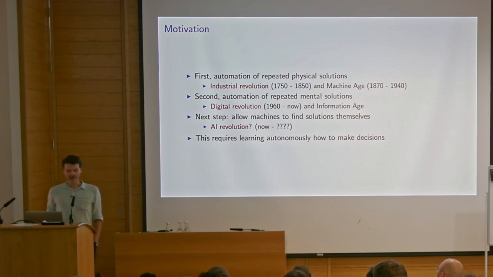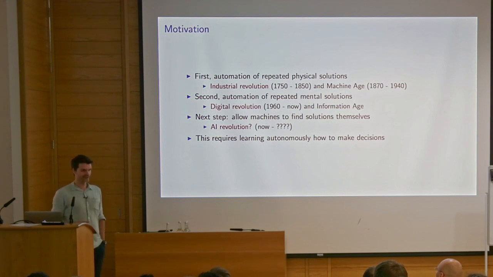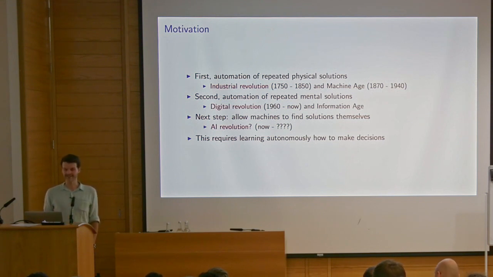And now, I'd argue that we're basically at the start or in the middle of maybe yet another revolution, where we no longer think of the solutions ourselves beforehand, but instead we build machines that can themselves find solutions. And this is the whole purpose of artificial intelligence, in a sense, that we want systems that we then could call artificially intelligent. Now, many people have many definitions for what intelligence means, but to me this means that they can find their own solutions to a well-posed problem. So this requires that they could learn autonomously how to make decisions, and I'll get back to that, specifically that word, decisions.